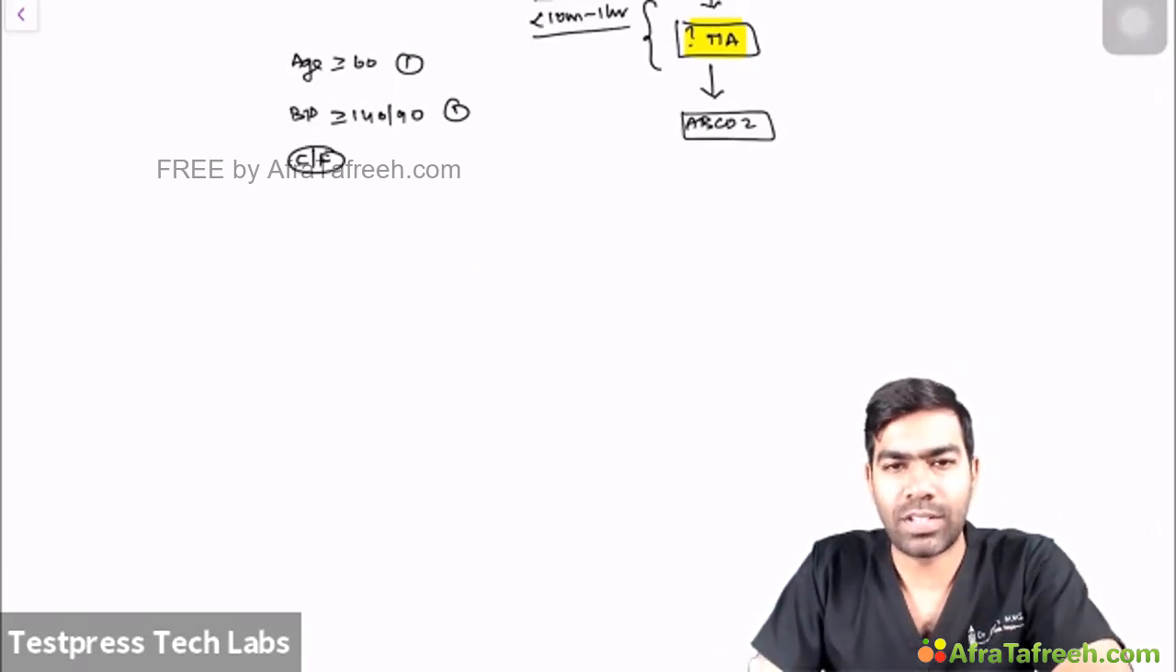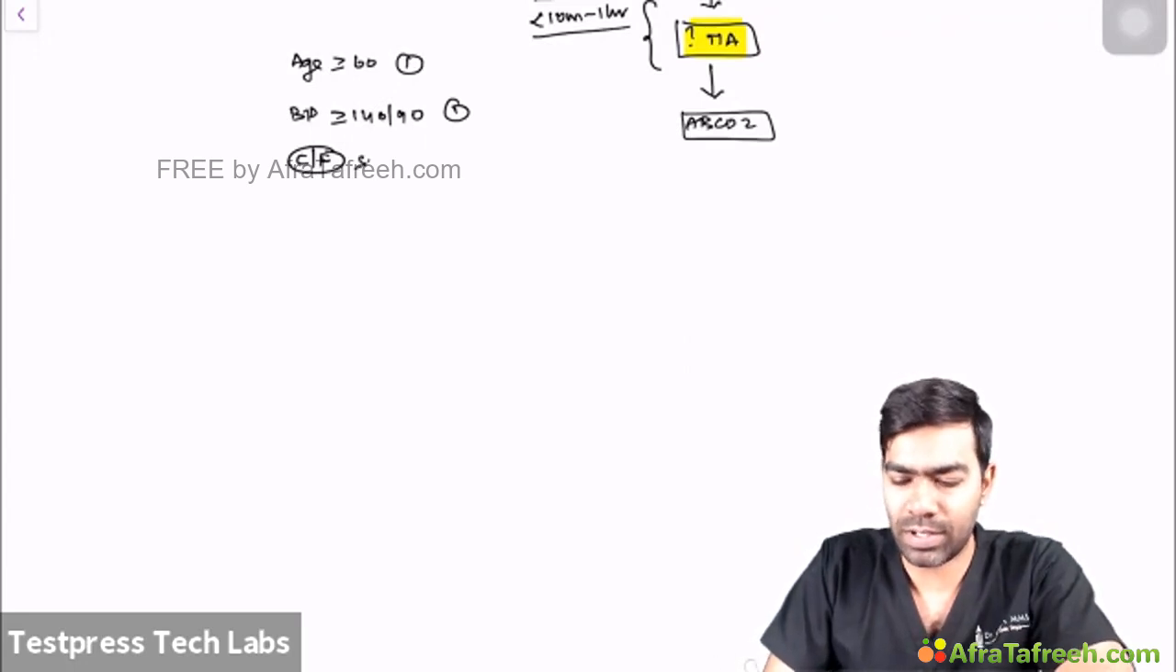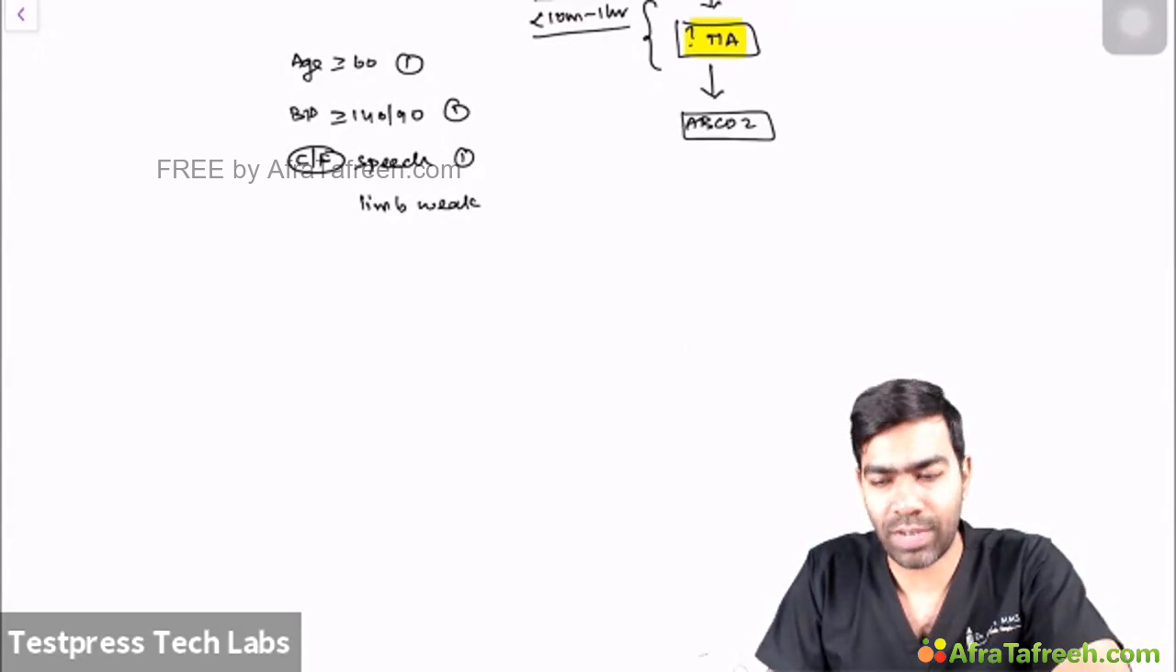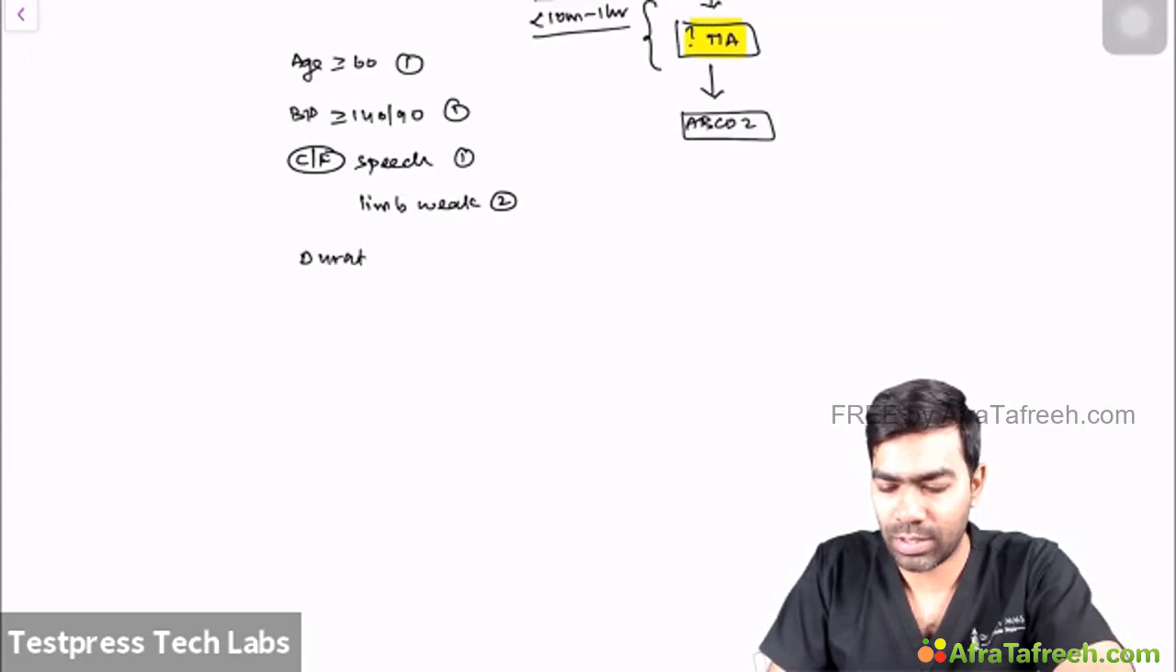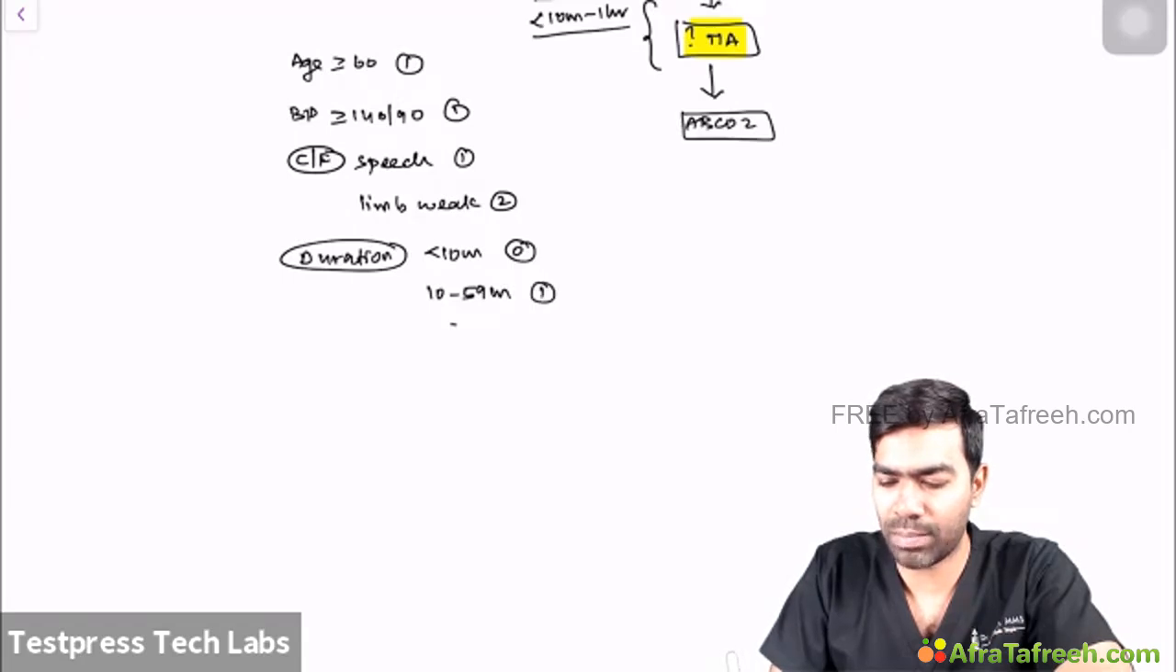In the clinical features, if the patient is having only speech deficit, it carries 1 point. If the patient is having limb weakness or actual deviation of angle of mouth, in that setting, it carries 2 points. And D for the duration. If it is for less than 10 minutes, it carries no points. If it is for 10 to 15 minutes, that means up to 1 hour, it carries 1 point. Anything beyond 1 hour carries 2 points.